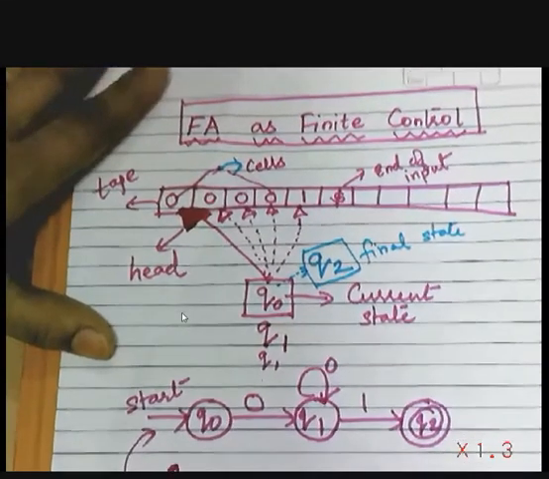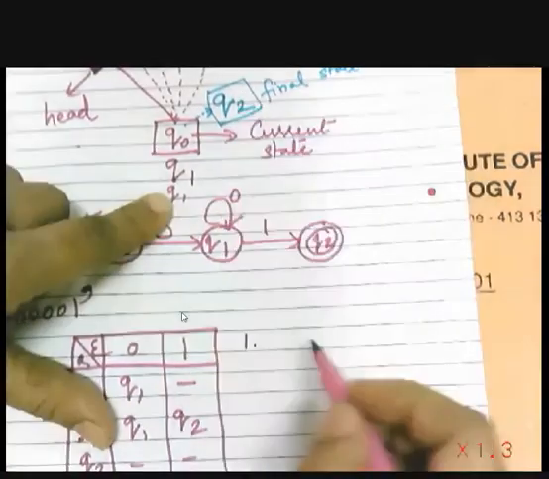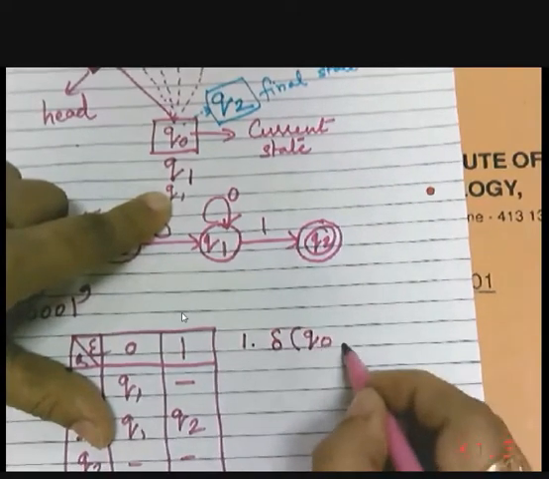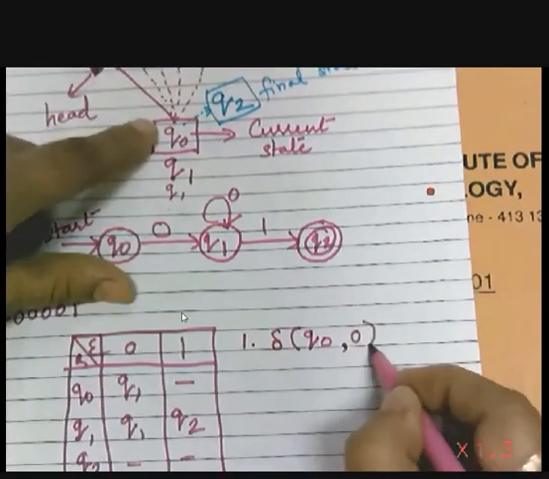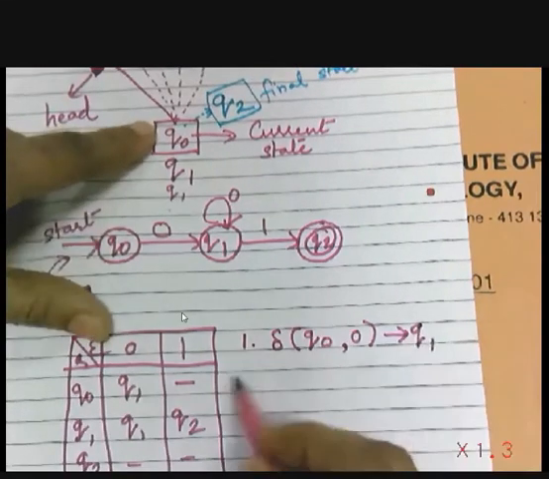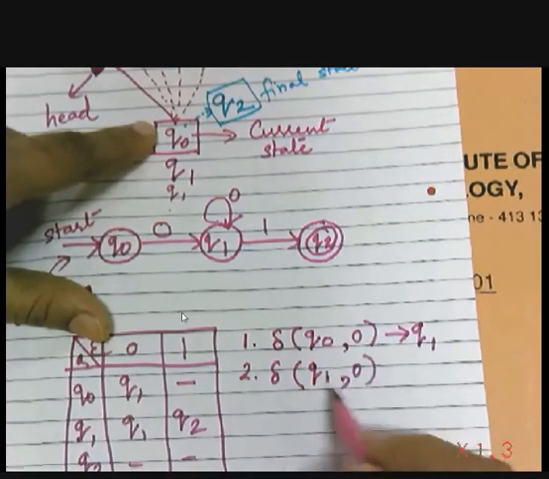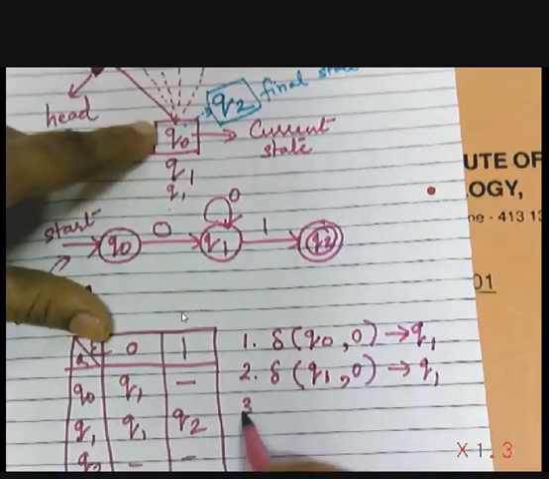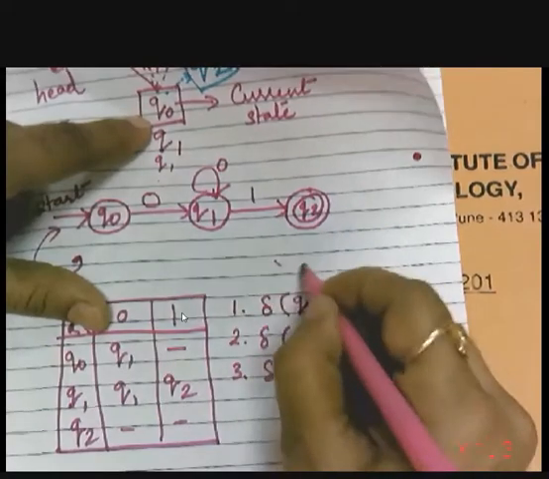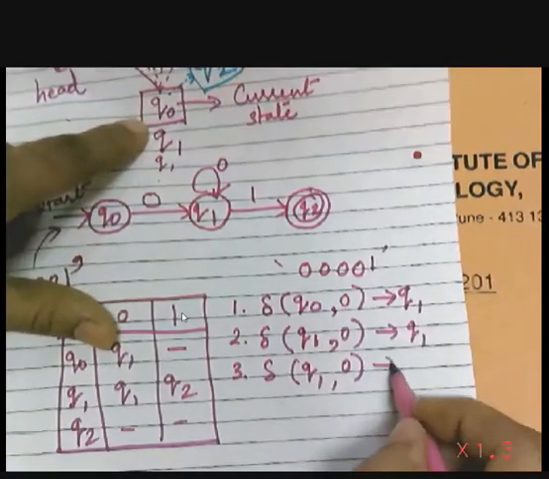I hope this is clear. One more thing I would like to represent here. I can represent the same working with the help of the delta function. Delta Q0, comma 0 is giving the next state as Q1. Second, delta Q1, comma 0 is giving the next state as Q1. Third, delta Q1, comma 0. So this is for the string 0, 0, 0, 0, 1. Then I am reaching Q1.